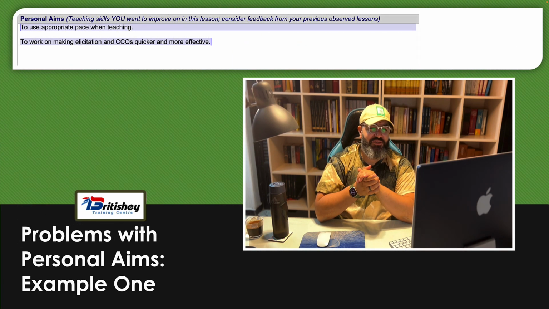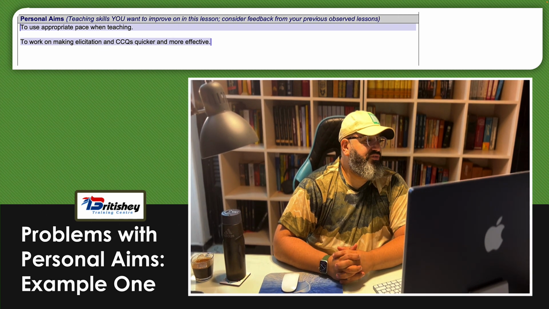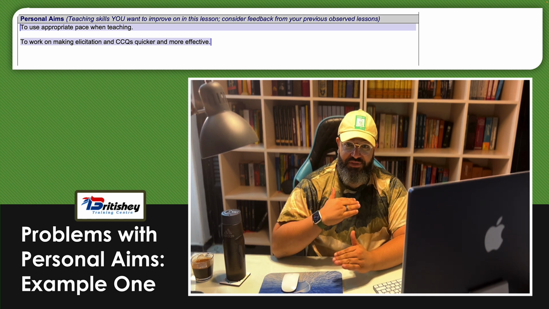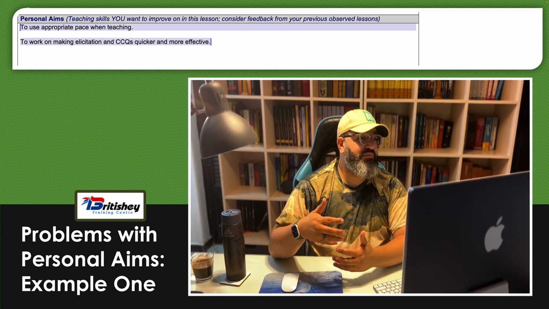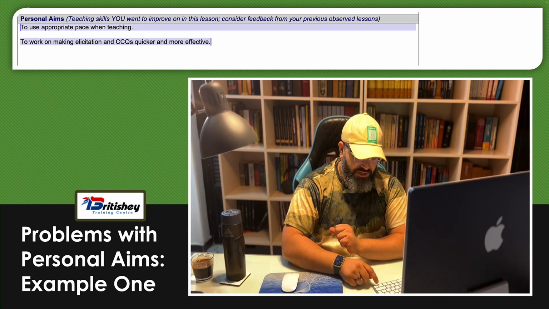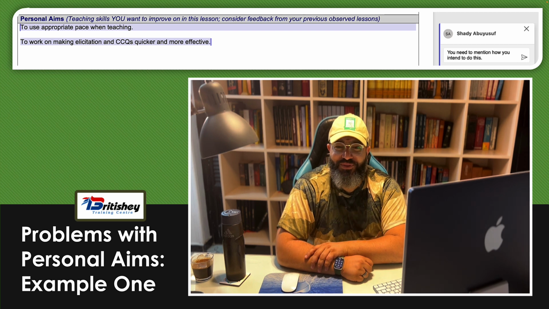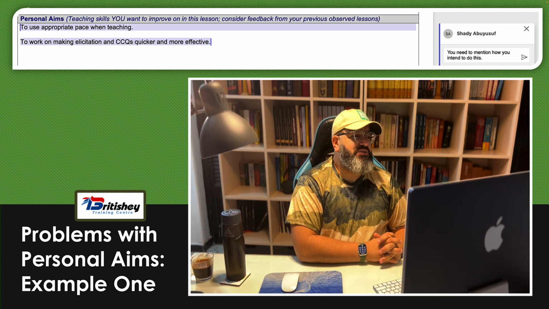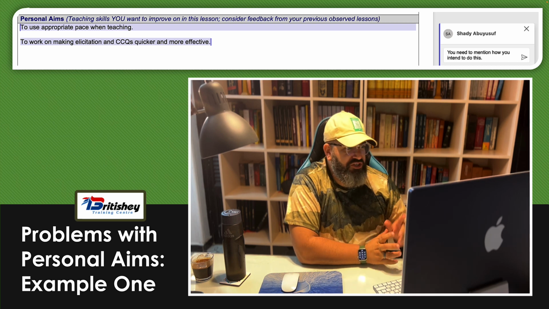So let's see some examples from real lesson plans. And here are some personal aims. A candidate wrote this: to use appropriate pace when teaching. And the second one, you said, to work on making elicitation and CCQs quicker and more effective. And these were my comments. I said, you need to mention how you intend to do this. Which means that for me as a CELTA tutor, this is not enough. I don't want you to say, to use appropriate pace when teaching. How would you do that? I want you to write it down.